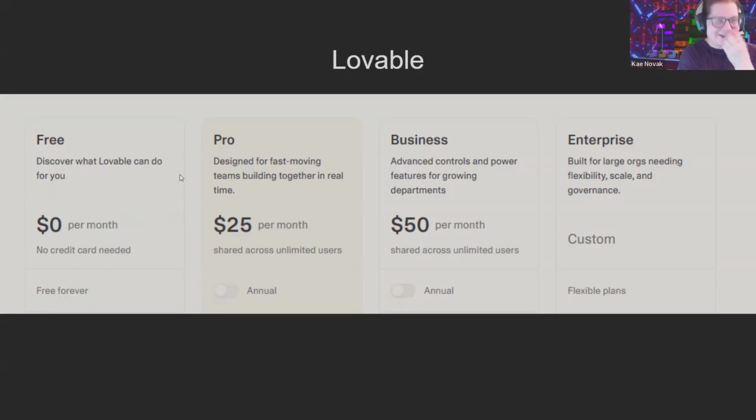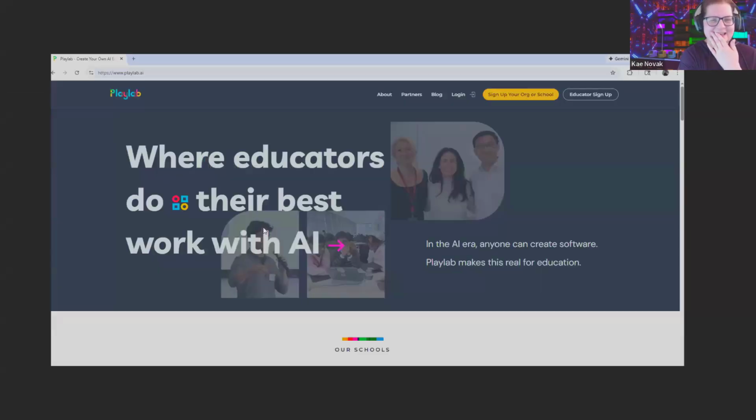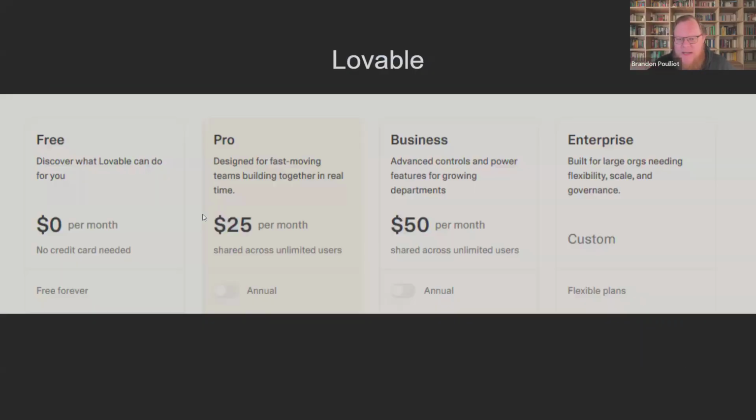Okay, now I'm throwing up another one. I threw up Lovable. You have free, pro, business, enterprise. So you're seeing that. Sorry, wait, can we go back? And this is the other commentary I have. Free: discover what Lovable can do for you. That doesn't tell you anything about this, right? And the pro: designed for fast-moving teams building together in real time. But do they have more details?